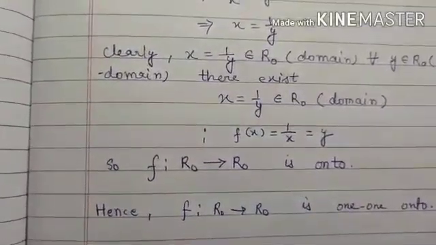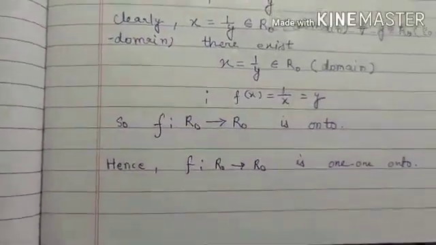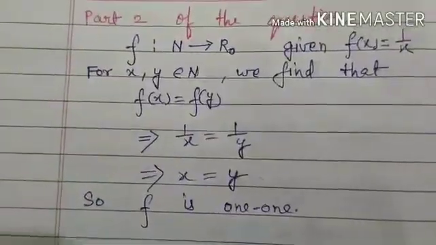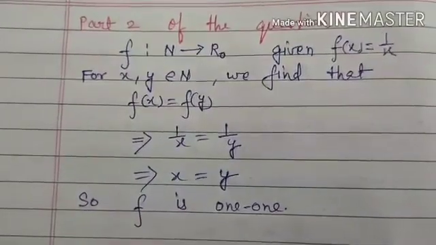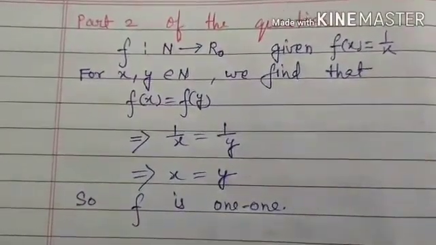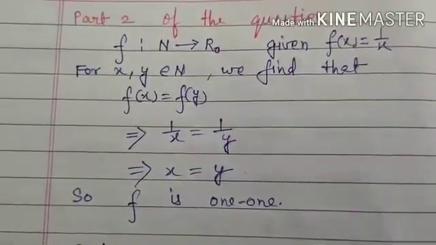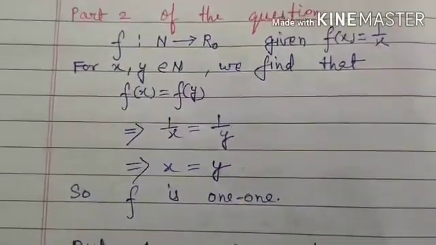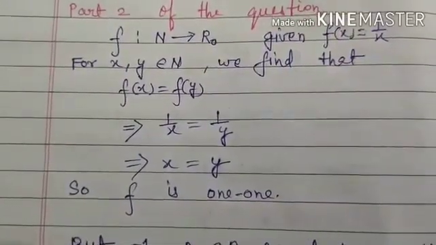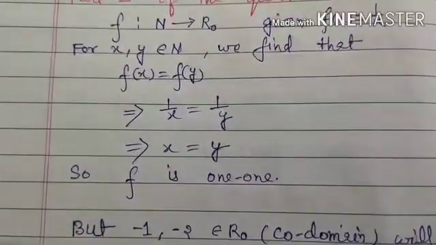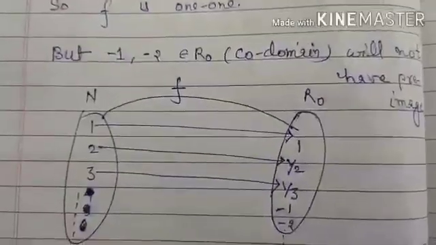Now if we change R naught from the domain side to N, then what will happen? Part 2 of the question is that only. f such that N to R naught given f(x) equals to 1 upon x. For every x, y belongs to N, we find that f(x) equals to f(y). f(x) we know 1 upon x and 1 upon y f(y). So x is equals to y. So in that case again f is one-one. But this is very important to understand.